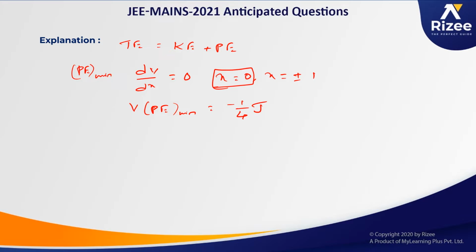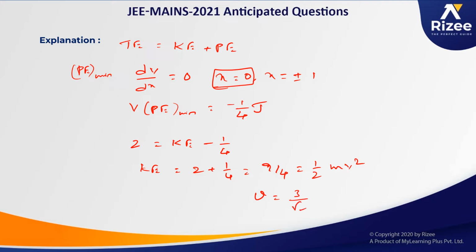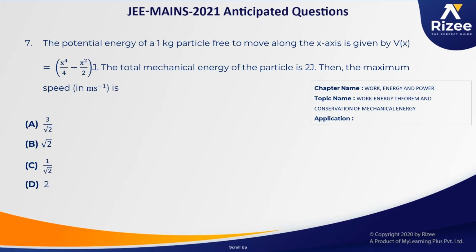Substitute this in the total energy. Your total energy is 2 joules is equal to kinetic energy minus 1 by 4. So kinetic energy is equal to 2 plus 1 by 4, which comes out to be 9 by 4. Equate it to half m v square and solve it. For velocity you will get 3 by root 2 meter per second. So this should be your answer, 3 by root 2 meter per second, that means option A.